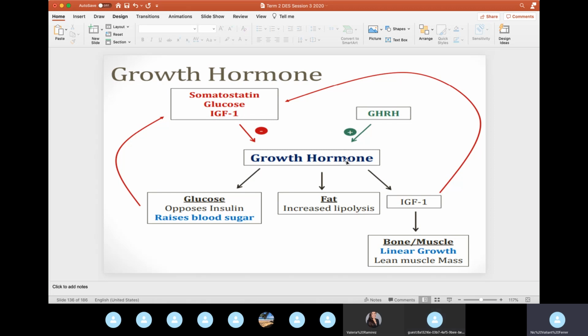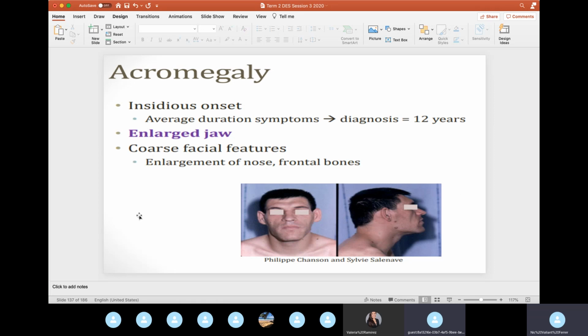When I say growth hormone, you say anabolic reactions, meaning raises blood sugar, increases lipolysis. You're growing, right? You have linear growth. You have increase in your lean muscle mass. What if you have more growth hormone? You can have acromegaly. Acromegaly, look at the picture here. They have enlarged jaw. You can have coarse facial features, enlargement of the nose and the frontal bone.